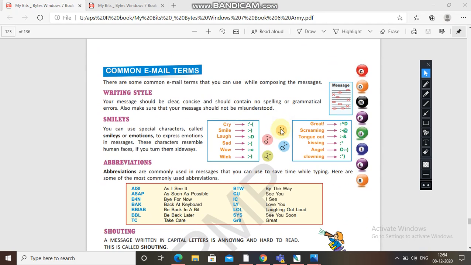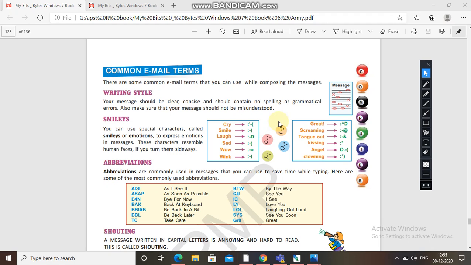Now next, common email terms. Here you can see there are some common email terms in your book. Writing style: your message should be clear, concise, and should contain no spelling or grammatical errors. Also make sure that your message is not misunderstood. That's why I told you to write in a simple form so it can't be misunderstood by someone else.